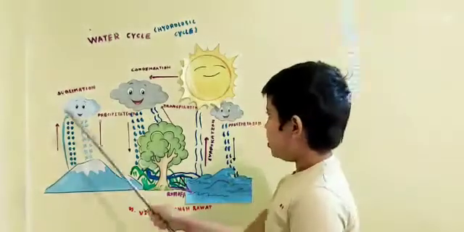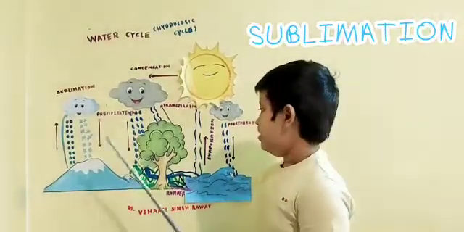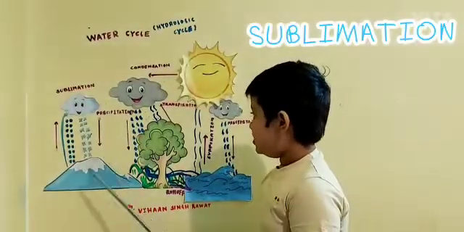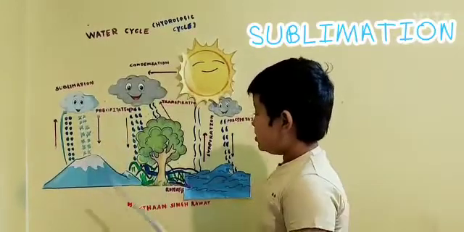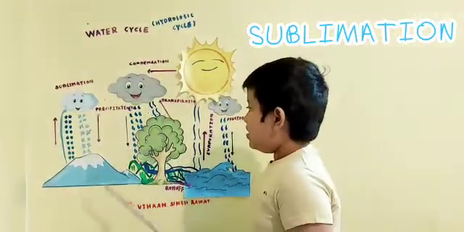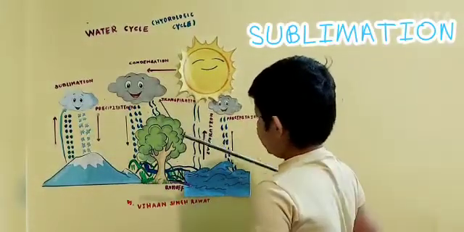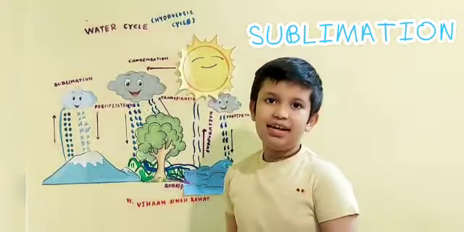So now let's talk about sublimation. Sublimation is basically when ice is directly converting into water vapors without melting into liquid. And this is a slower process compared to evaporation.